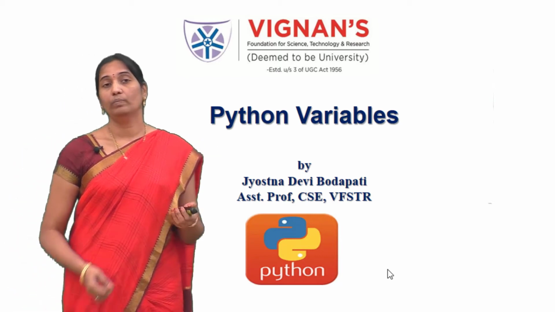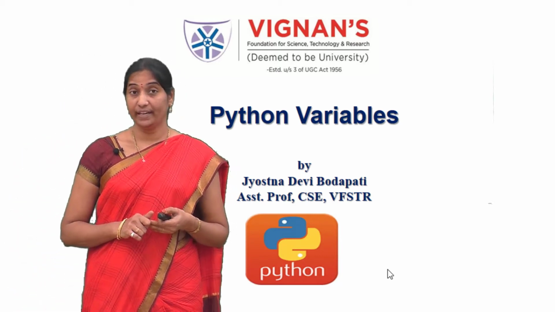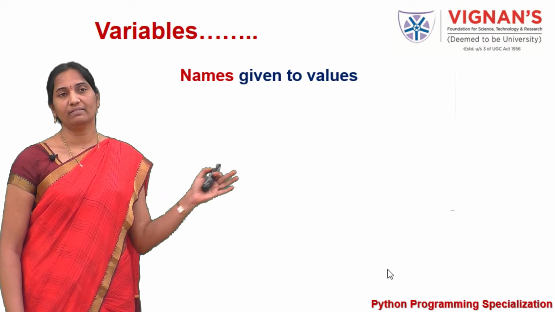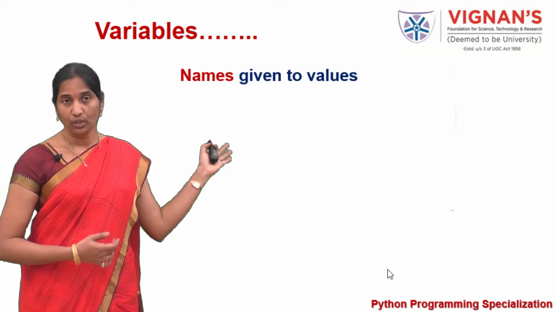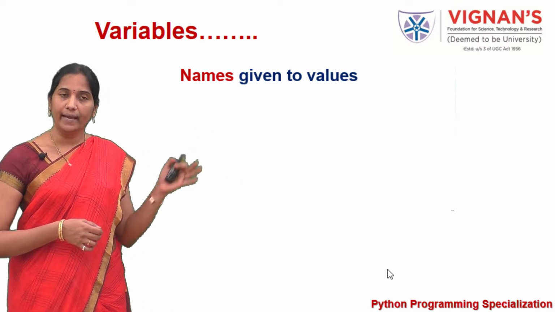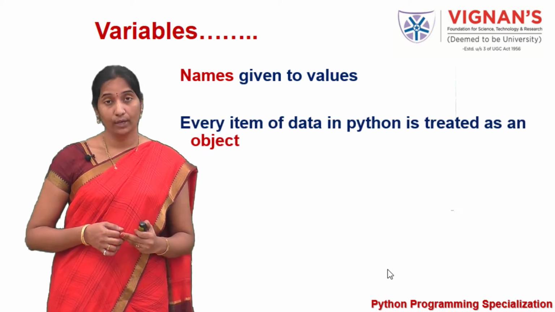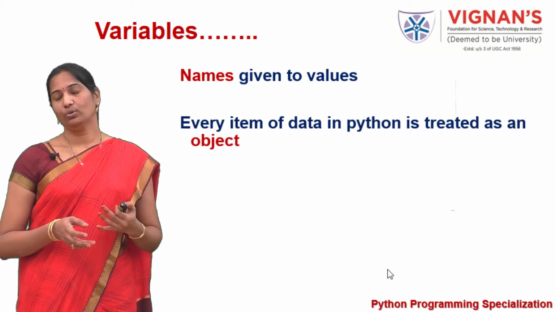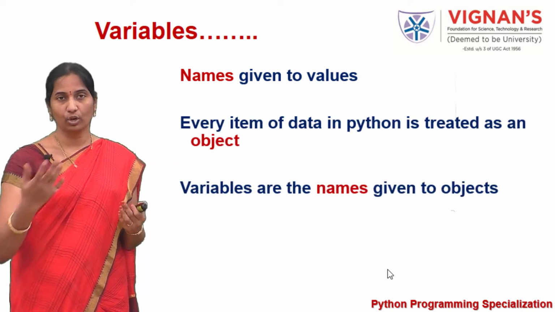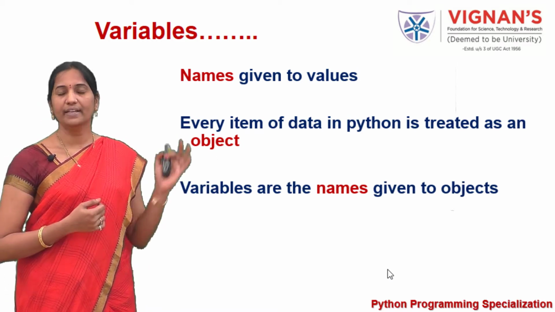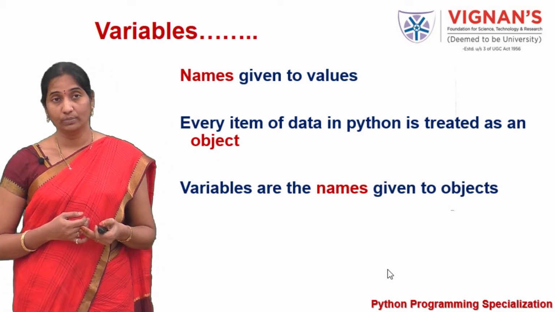So now let's see how Python allows us to create variables. In any programming language, a variable is a name given to a value. In Python, every item of data is treated as an object. That's how, even if you consider any value, it is treated as an object only, and hence a variable is the name given to an object itself.